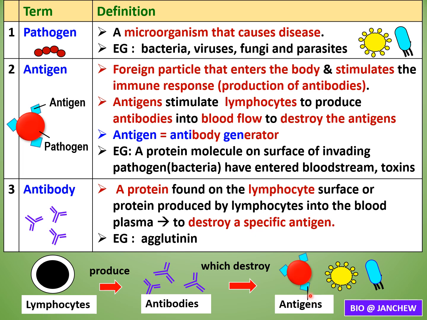The molecule of the antibody, which is a protein, has a shape like a Y. That's why you see most books draw the antibody as a Y-shaped structure, because actually it has a Y-shaped structure like this. And it will bind to the specific antigen and destroy the antigen after that.